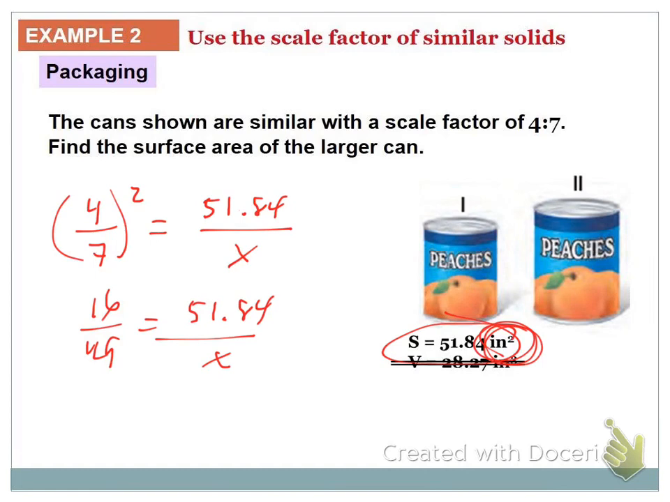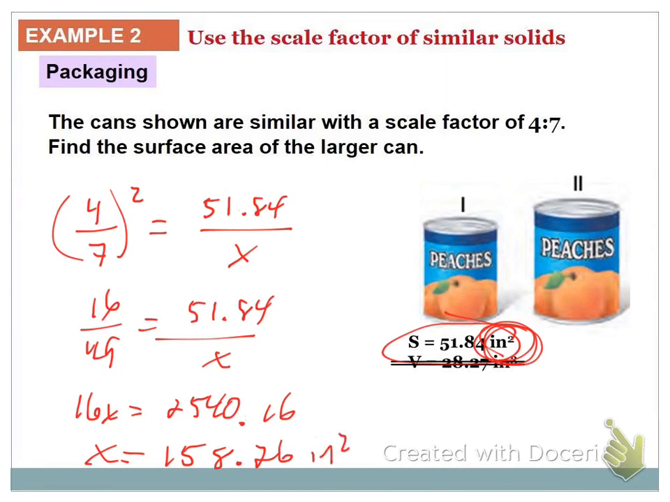Now cross multiply to figure out that surface area. Right? So now divide by 16. And the surface area of the big can is 158.76 inches squared.